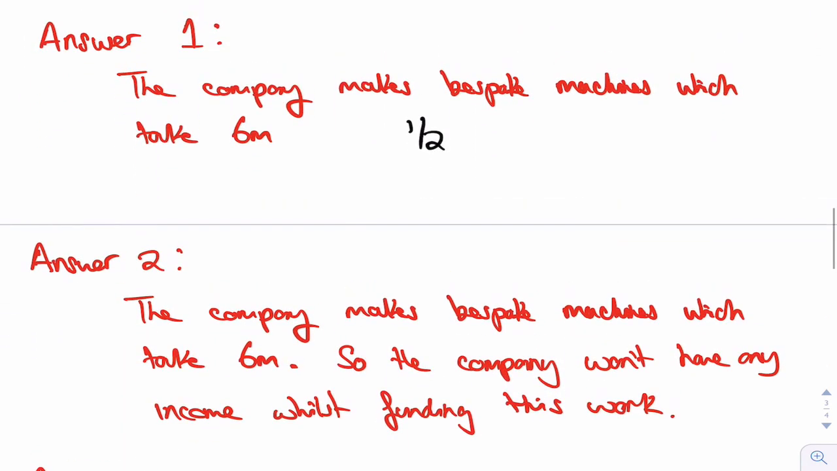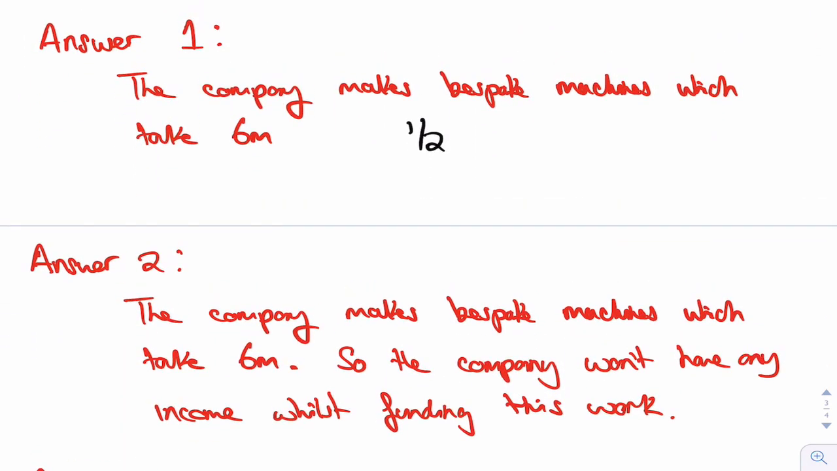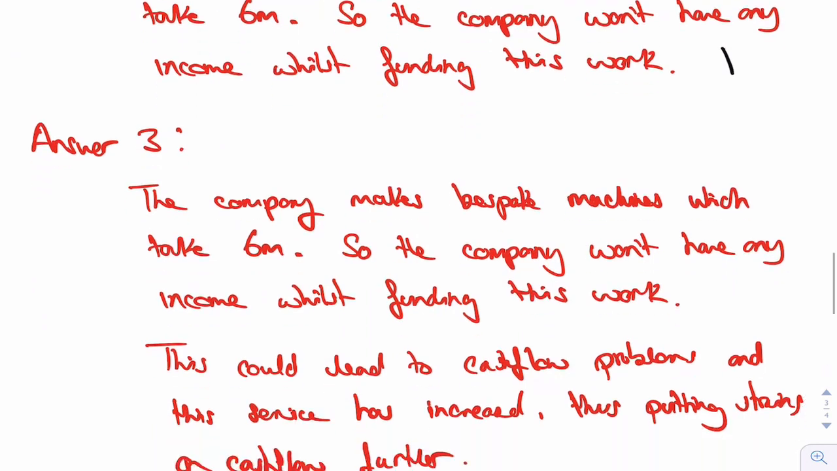Here's another one. The company makes bespoke business machines which take 6 months, so the company won't have any income whilst funding this work. A little bit better, 1 mark. Now for a proper answer.